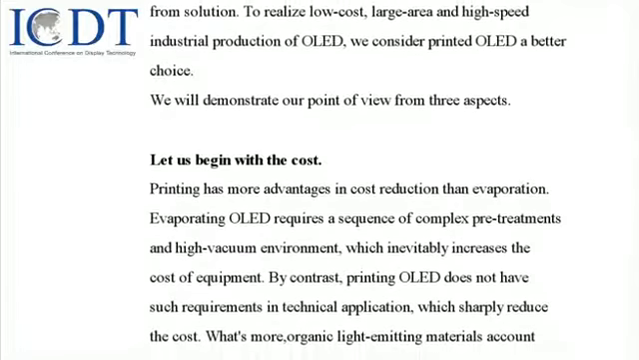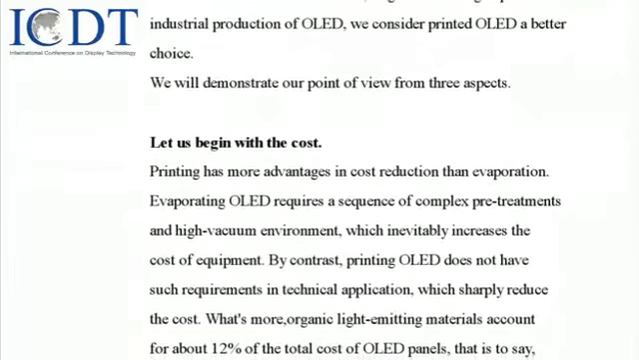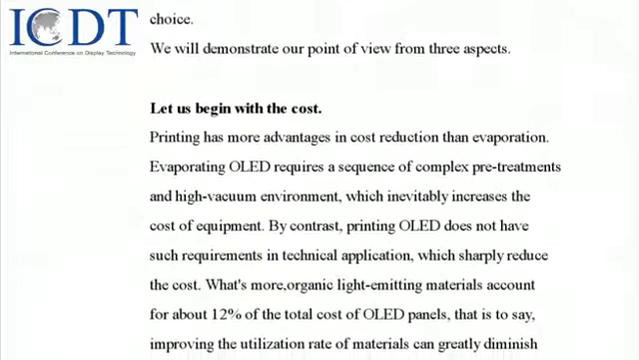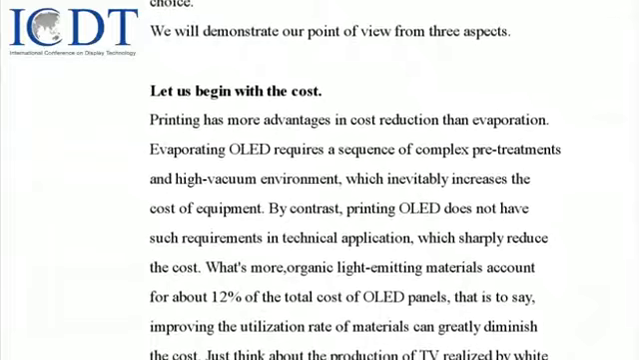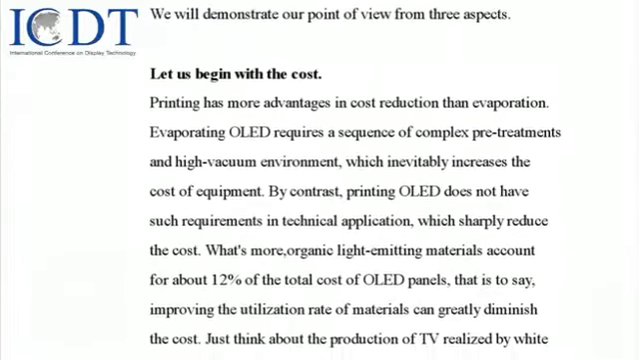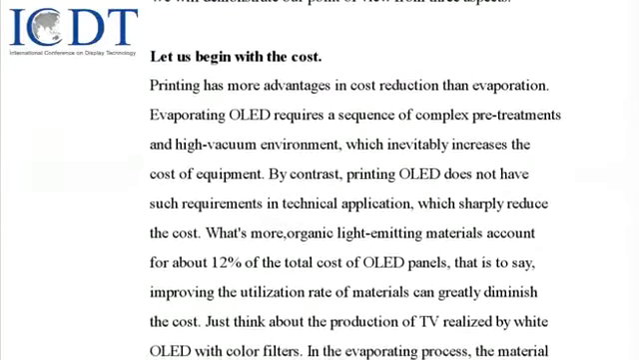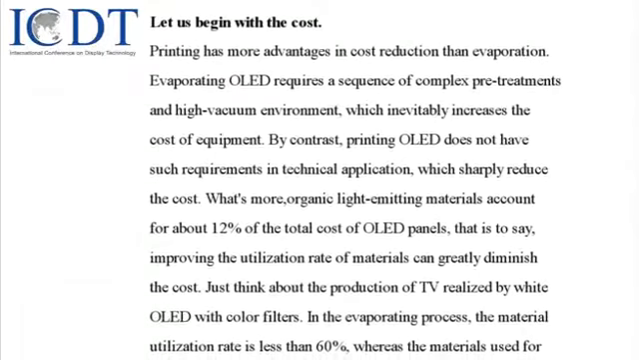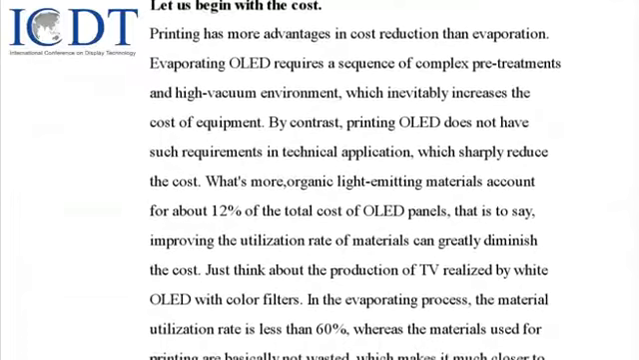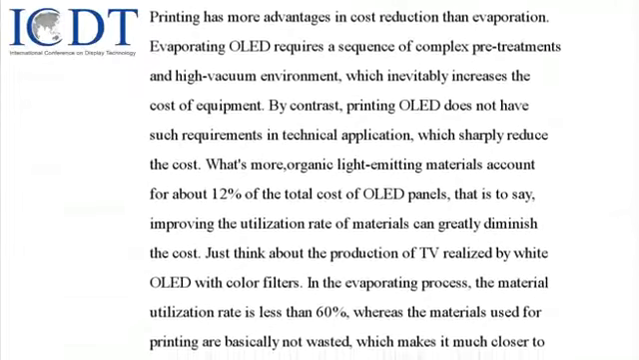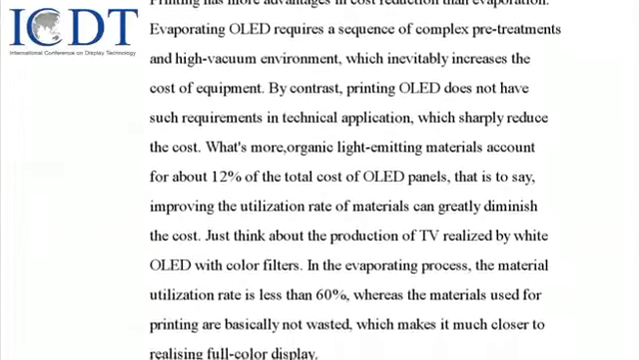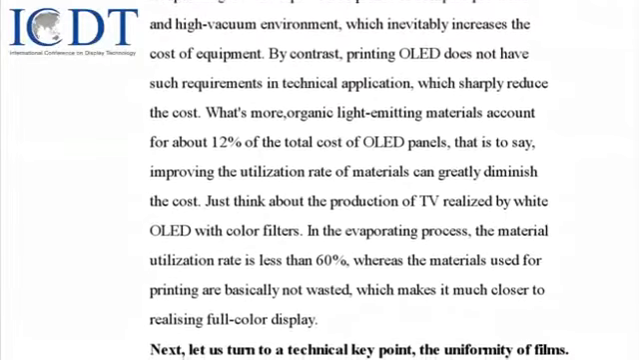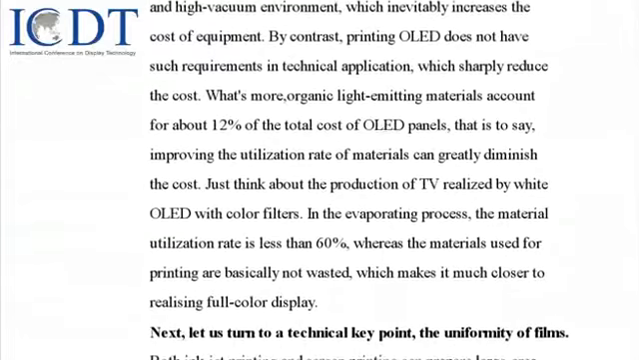What's more, organic light-emitting materials account for about 12% of the total cost of OLED panels. That is to say, improving the utilization rate of materials can greatly diminish the cost. Just think about the production of televisions realized by white OLEDs with color filters. In the evaporating process, the material's utilization rate is less than 60%, whereas the materials used for printing are basically not wasted, which makes it much closer to realizing full-color display.